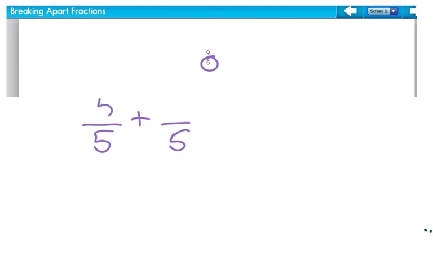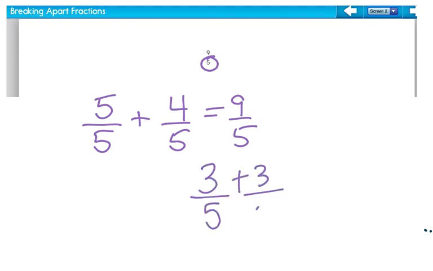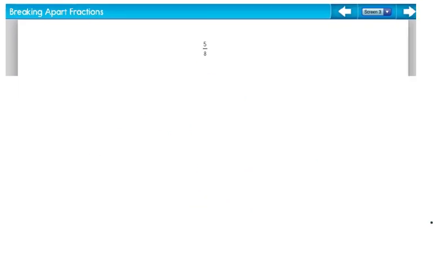All right, I could do 5/5 plus 4/5 equals 9/5. I could do 3/5 plus 3/5 plus 3/5. So there are many different ways to represent 9/5 as a sum of smaller fractions.